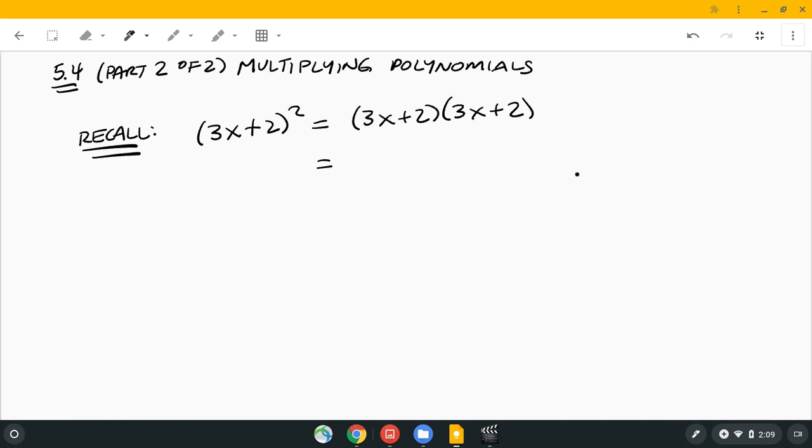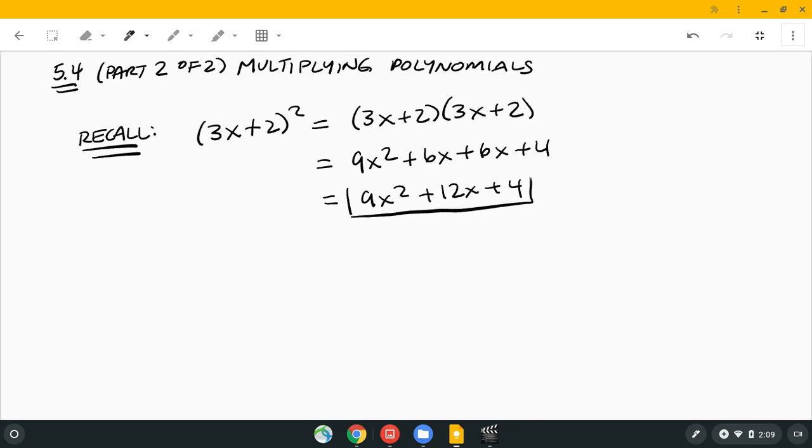And if we do that, we get 3x times 3x, that's 9x squared. 3x times 2, that's 6x. And then distribute the 2 now, so 2 times 3x is 6x. And then 2 times 2 is 4. Okay? And when we combine like terms, the 2 in the middle, I get 9x squared, and here I combine 6x and 6x, and I get this for my answer.